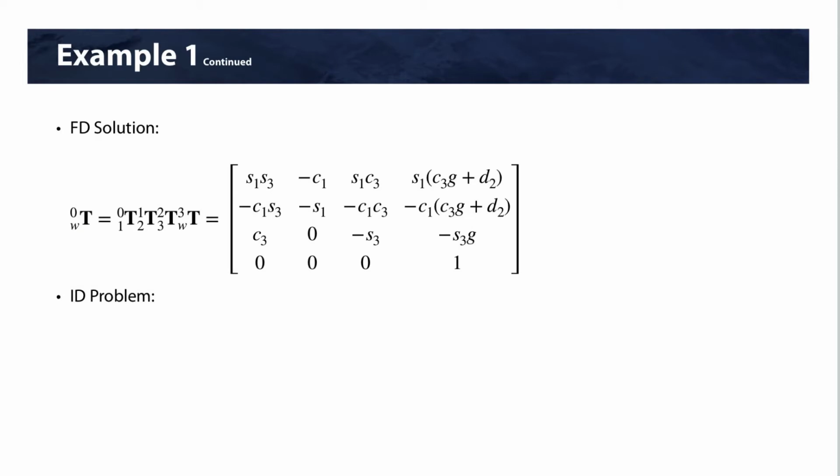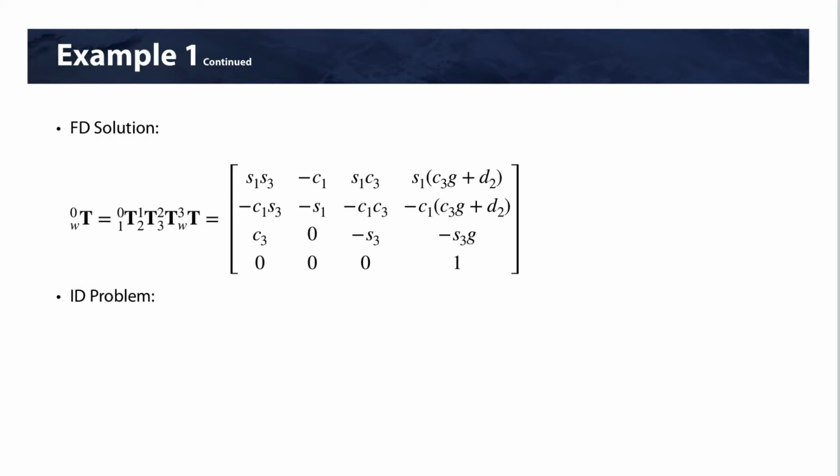Now, in order to solve the inverse displacement problem, we need the forward displacement solution. The forward displacement describes the position and orientation of the wrist center with respect to the base frame. It's simply those 4 transformations multiplied out together, and you get this here.